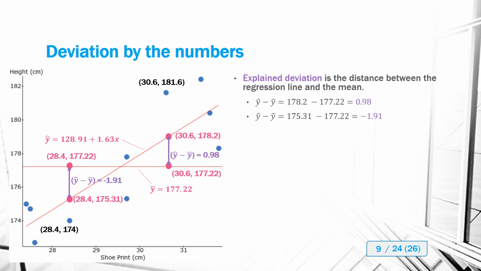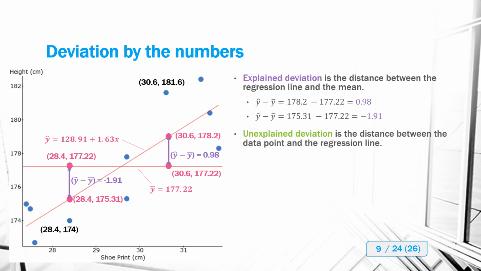Likewise, for the second data point, the explained deviation has a value of negative 1.91. Notice that in the first instance, our explained deviation is positive. In the second instance, our explained deviation is negative. The negative sign just tells you that the data point that you're looking at is below the regression line. If the values are positive, then what you're looking at is a data value that's above the regression line. And that's what we see here on the screen.